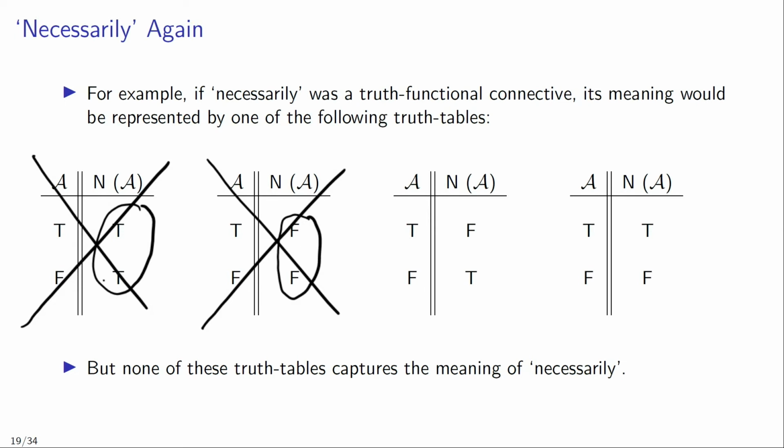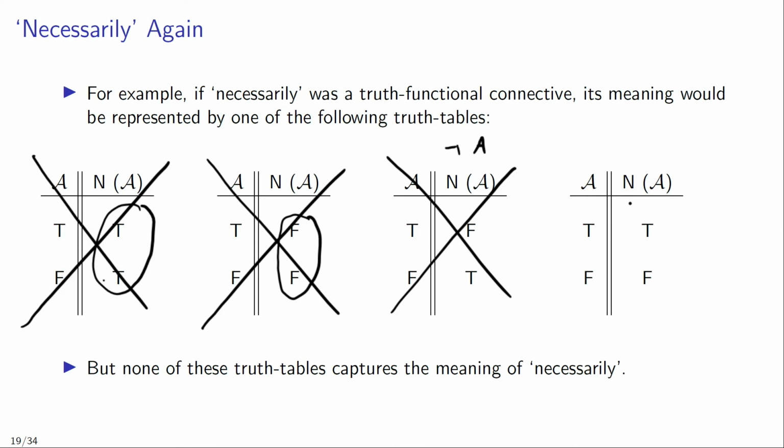Now, when we look at the third truth table, this truth table may actually look familiar. In particular, this is the truth table for not A. We've already seen that not A is false when A is true, and true when A is false. But necessarily A and not A clearly differ in meaning. And so that means that the meaning of necessarily A and of not A cannot be represented by the same truth table. And that means that this third truth table does not represent the meaning of necessarily A, given that it already represents the meaning of not A.